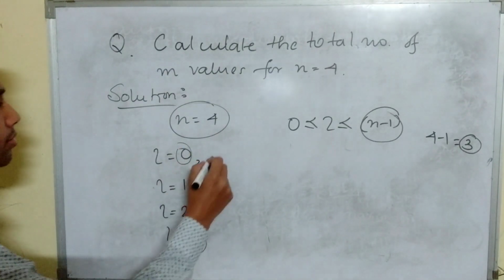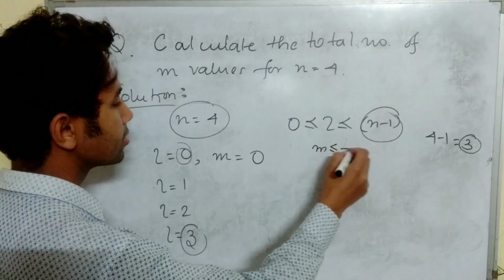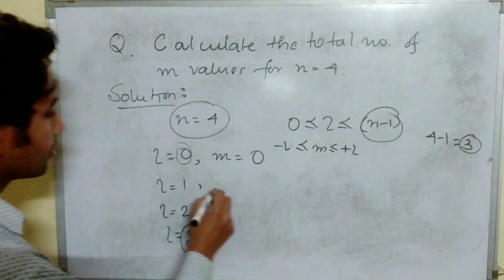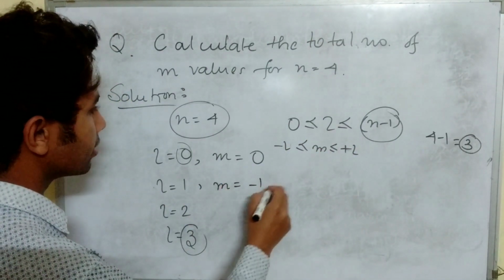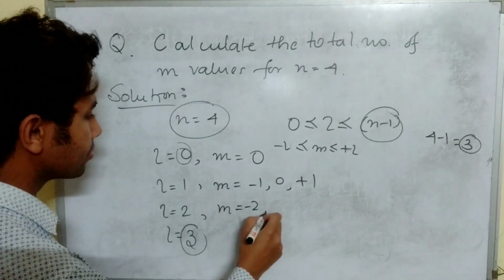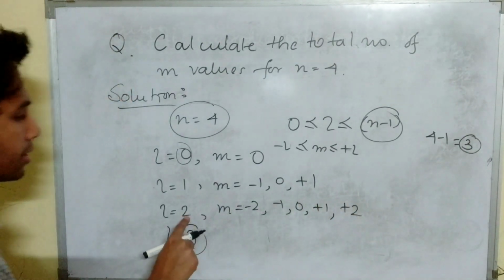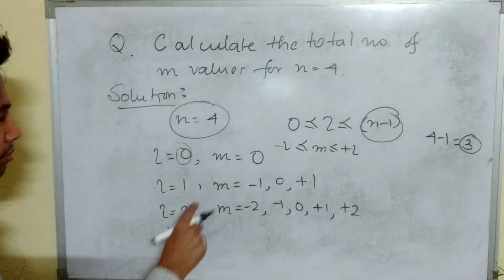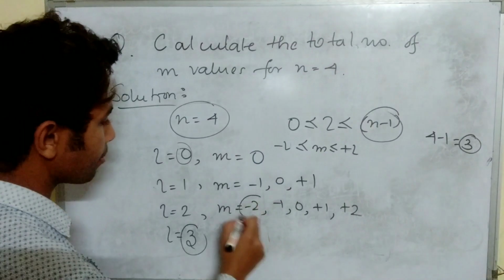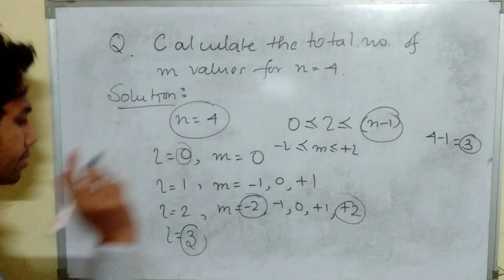Now for l is equal to 0, m is equal to 0, as the m value will be less than or equal to plus l, and greater than or equal to minus l. So for l is equal to 1, m will be minus 1, 0, plus 1. For l is equal to 2, m will be minus 2, minus 1, 0, plus 1, plus 2. As for l is equal to 2, minus l will be minus 2, plus l will be plus 2. So from minus 2 to plus 2, in between minus 1, 0 and plus 1 are there.